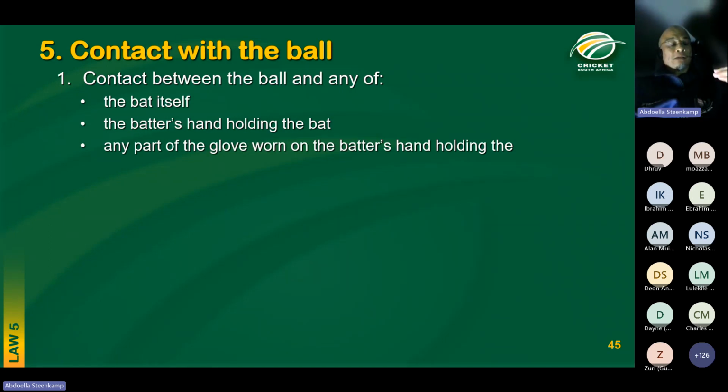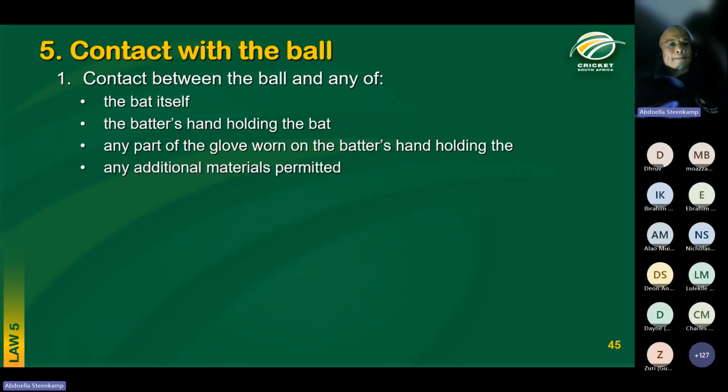But it must be the hand holding the bat or the glove worn on the hand holding the bat. If the ball makes contact with a glove and that glove is not on the bat, then the batsman should be given not out. If the ball makes contact with the glove and the hand is not on the bat and it then ricochets to first slip and the catch gets cleanly taken, that should be given not out.